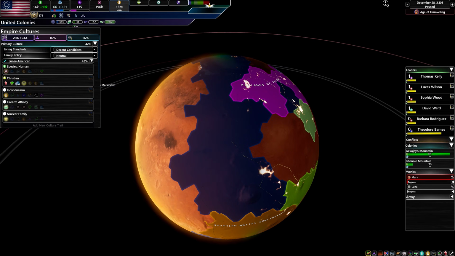Another thing is these are your culture traits. These are pretty simple. You basically think idea groups from EU4. Each culture trait has ideas that you can pick.